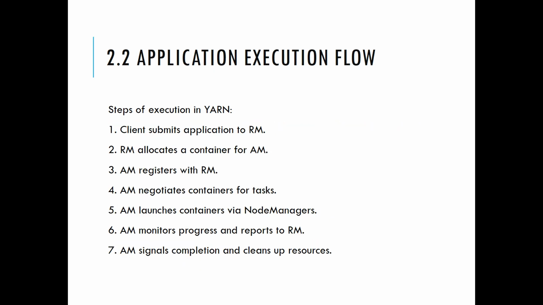Let's walk through the life of a YARN application step by step. 1. A client submits an application to the ResourceManager. 2. The RM's ApplicationsManager allocates the very first container, specifically to host the ApplicationMaster for this application. 3. The newly launched ApplicationMaster registers itself with the ResourceManager. 4. The AM begins negotiating for resources, requesting additional containers from the RM to run the application's actual tasks.